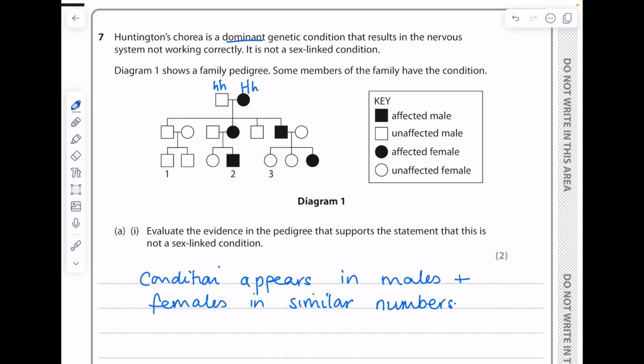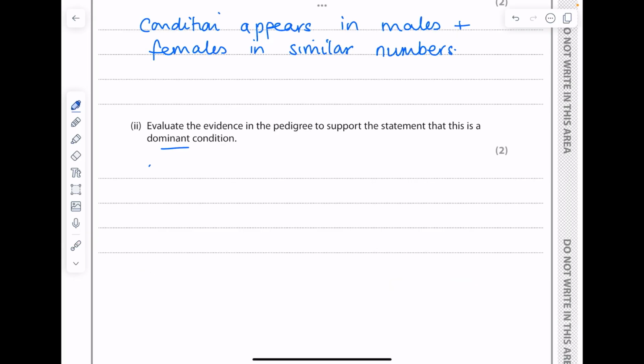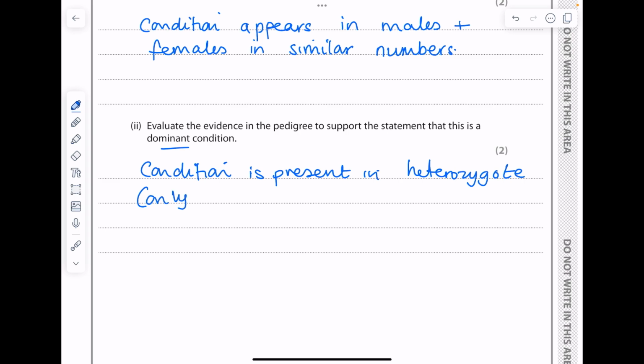And if you look at their children, we can see that this male here doesn't have the disease, this female does, this male doesn't, this male does. So based on that, we know therefore that she must have passed on her capital H, so we can see that the disease is present in heterozygotes because she is a heterozygote, and that only one allele is needed for a person to be affected by this awful disease. So we write here that the condition is present in the heterozygote. So only one allele is needed.